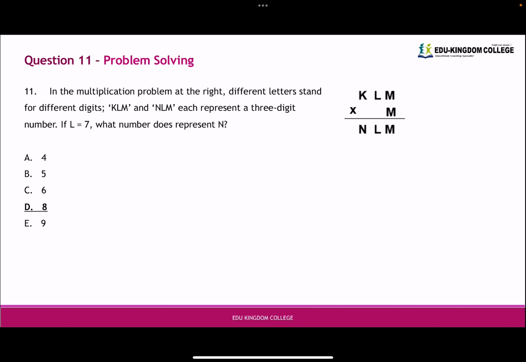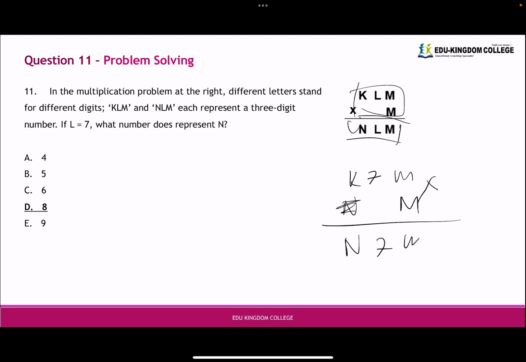Now our last problem, so we have KLM and LM. Each letter represents a different number. L is 7, so we have K, 7, M, times by N, and then we have N, 7, M. Now, let's calculate what the M is going to be first. M could be 1, it could be 5. So 5 times 5 equals 25, ending in 5. It could be 6. So 6 times 6 is going to be 36.